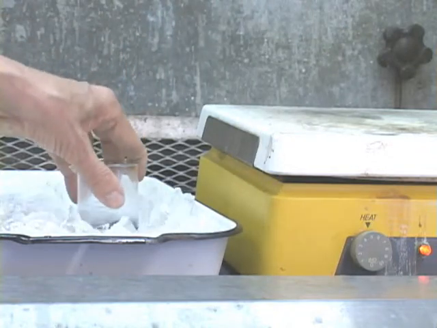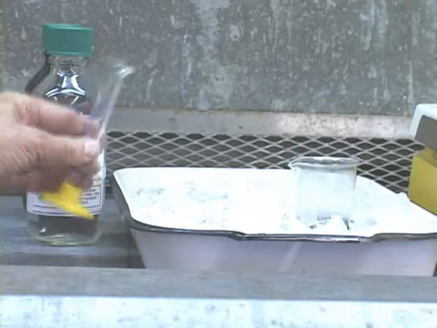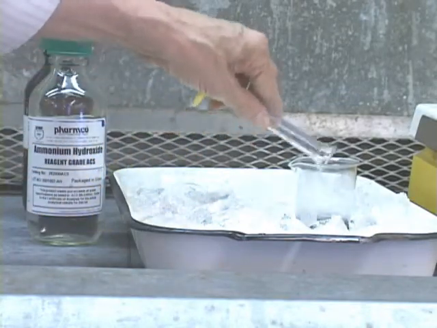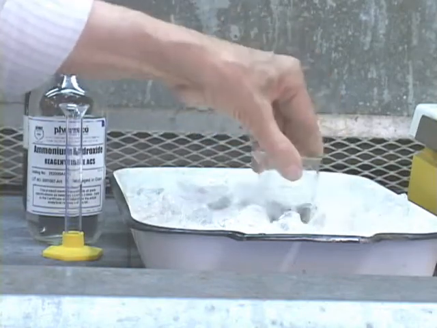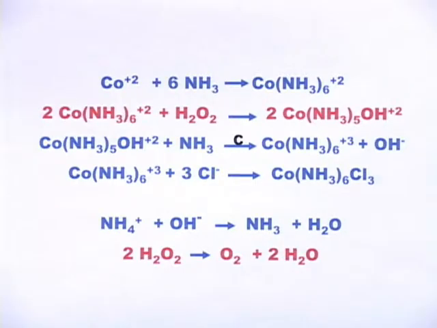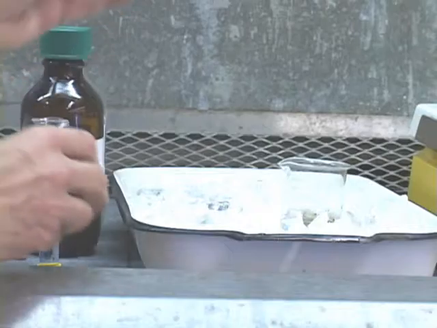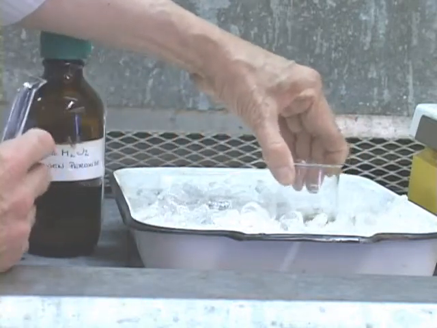Now in the hood, cool this down and add an excess of concentrated ammonia. Swirl, and at this point the cobalt-2 complex forms instantly. We'll now oxidize this complex to the cobalt-3 complex with hydrogen peroxide. There will also be some oxygen forming by disproportionation, so you must work carefully. With cooling and swirling, add the hydrogen peroxide in several portions.